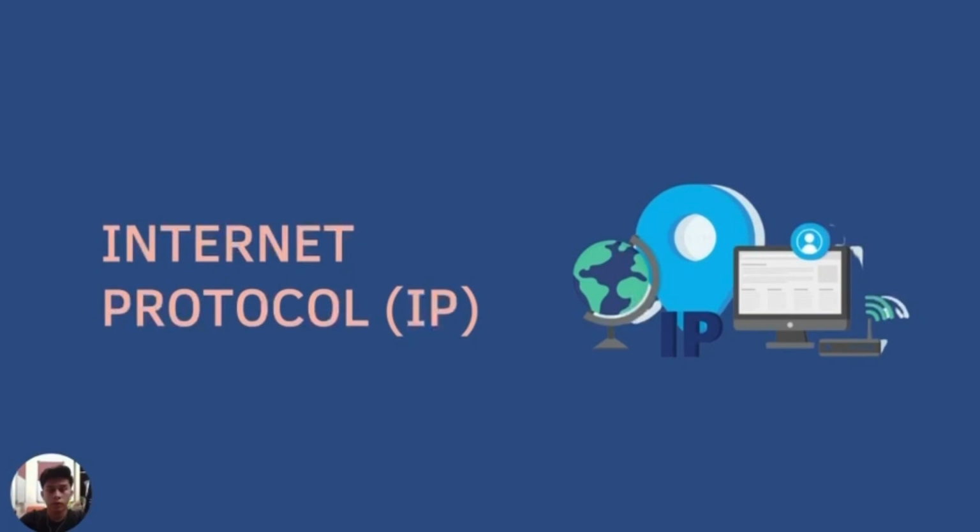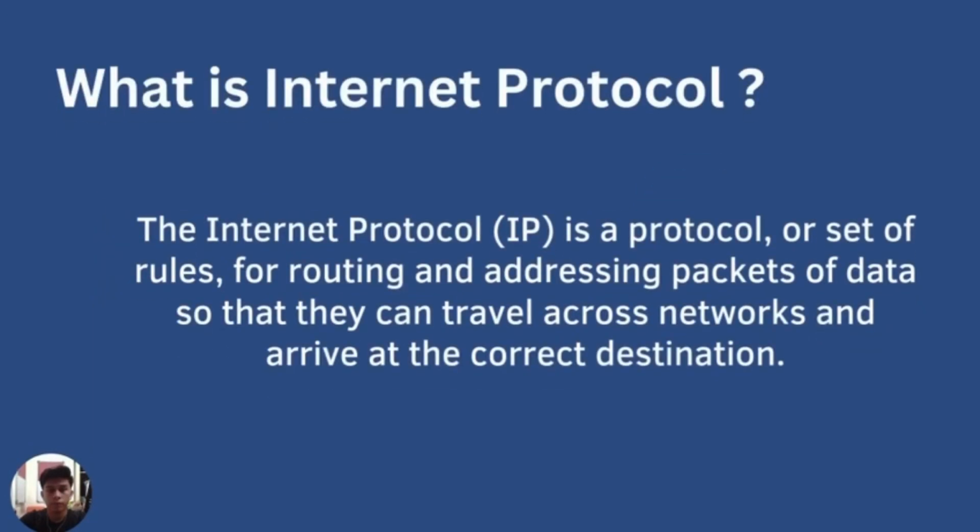The first one is Internet Protocol. Internet Protocol is a protocol, or set of rules, for routing and addressing packets of data so that they can travel across networks and arrive at the correct destination. This protocol is used so that your information or packets of data can travel from point A to point B without being exposed to someone else.